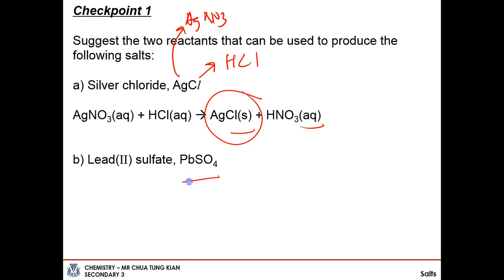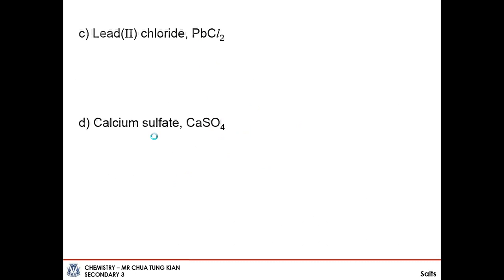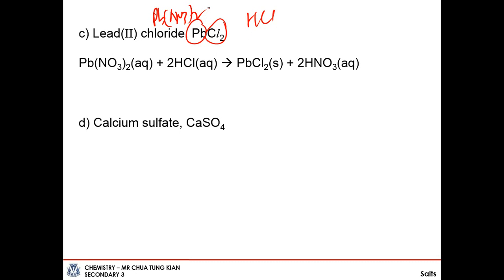Lead(II) sulfate is insoluble in water. SO4 must come from H2SO4. So the lead component again should be soluble in water. So lead nitrate reacts with H2SO4 to give you lead sulfate and nitric acid. Part C, lead(II) chloride, PbCl2. This is also insoluble in water. This is a white precipitate. So Cl comes from HCl, lead again from lead nitrate, and you have the equation as follows.